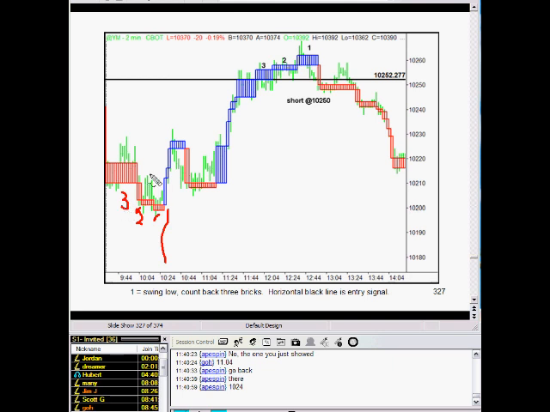Then what you'd have to do is draw a horizontal line here. Your entry would be about 102.10, the approximate area between 10.04 and 10.24. You have to wait until the blue brick breaks up through the red confirmation line.